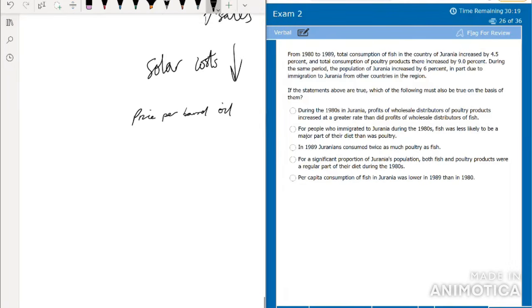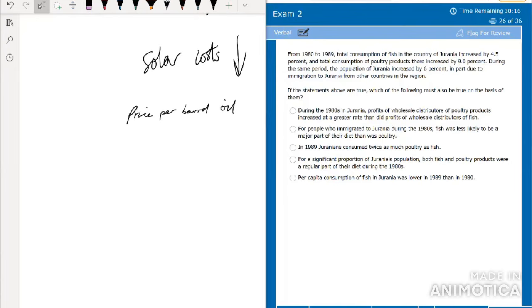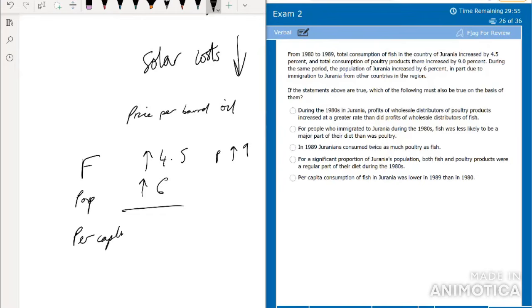From 1980 to 1989, total consumption of fish in the country... Okay, so fish up 4.5%. Poultry up 9%. Population increased by 6%. Which means that per capita, fish has gone down and poultry has gone up. Okay, well, then E is true.